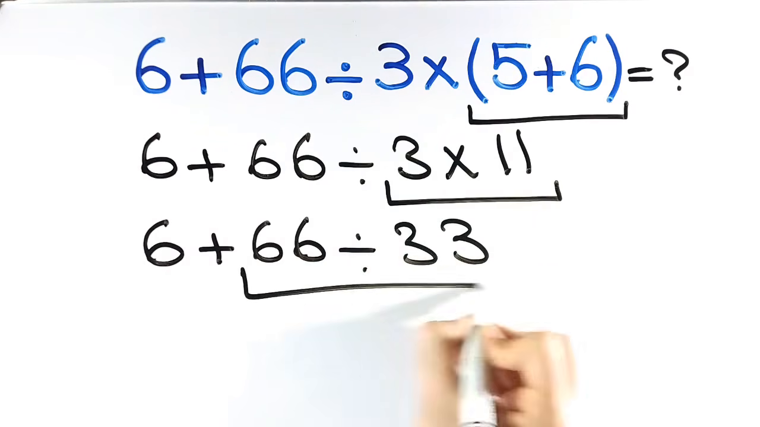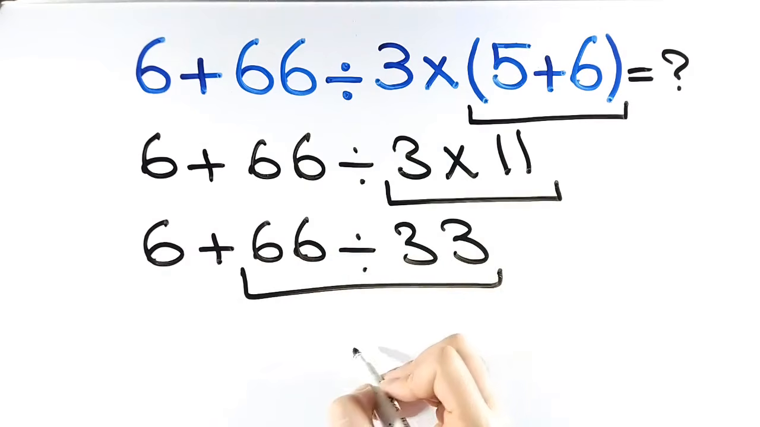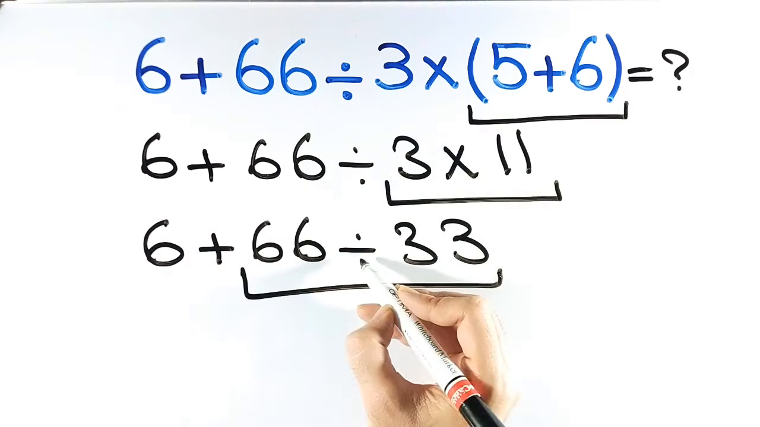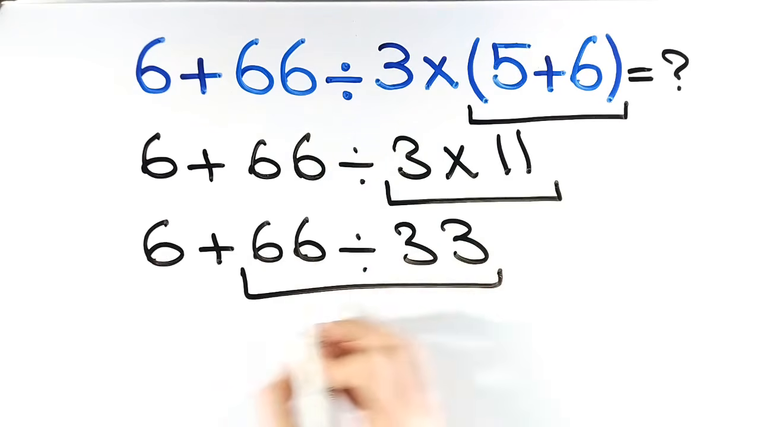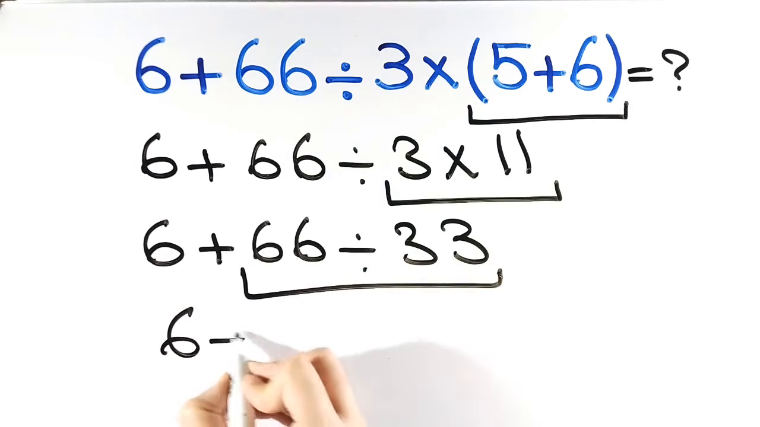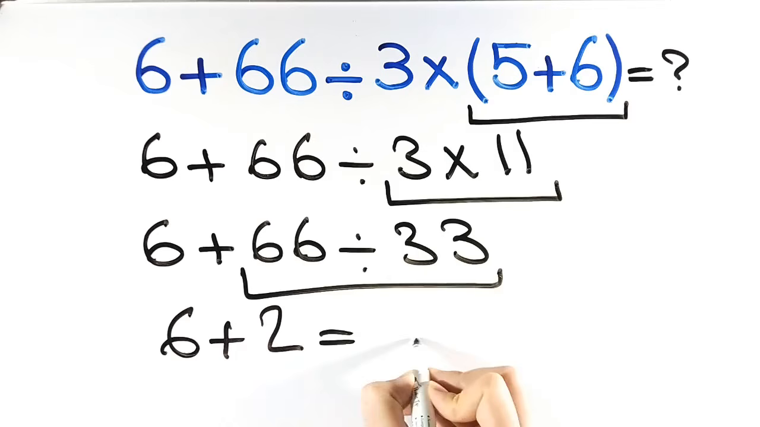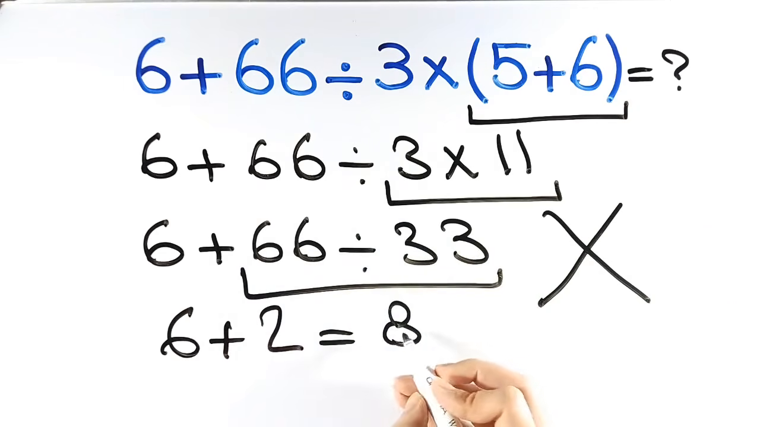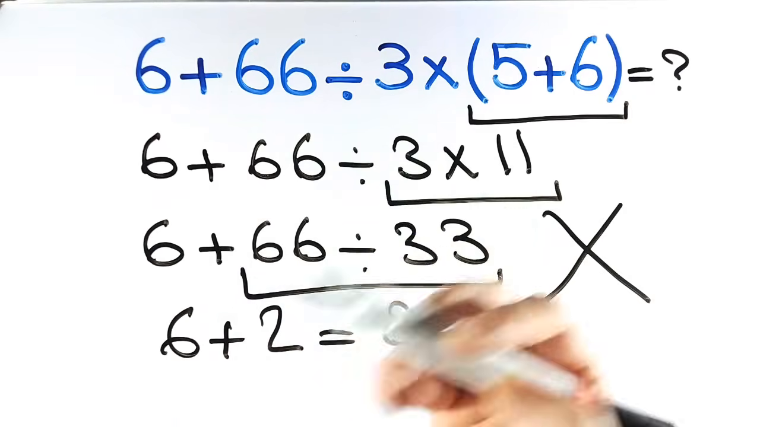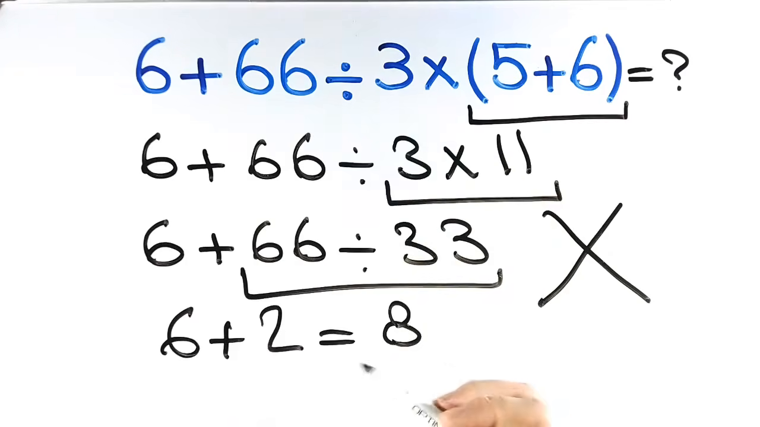Then, they go for the division between 66 and 33 because they believe division has priority over addition. So, instead of this expression, they write 6 plus 2, which finally gives them the answer 8. But that's definitely wrong. Alright, now let me show you how to solve this expression properly.